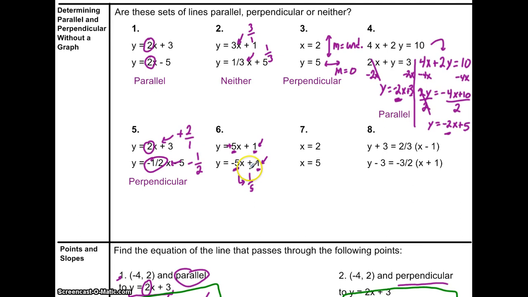So since they're not opposite reciprocals, they're not perpendicular. And since they're not equal, they're not parallel. This is a case of neither. Let's push on to 7.